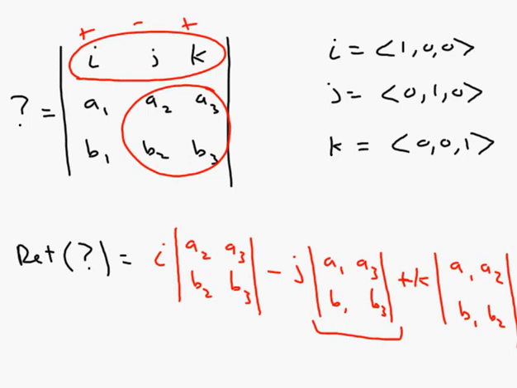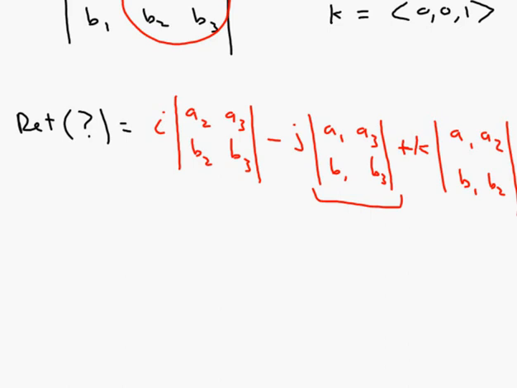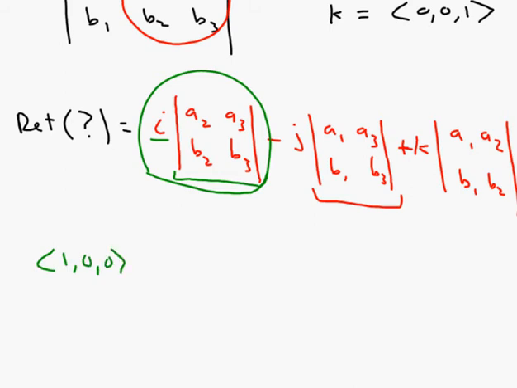So, let's do a little bit more work with this. When you look at this first part of the sum, you should notice that I is a vector, and this determinant here is actually a scalar. Determinants yield a number. So you have a scalar times a vector. Let's write this out. You're going to have the vector 1, 0, 0 times the scalar A2B3 minus A3B2, because that's what it means to do the determinant of a 2 by 2. You multiply those and subtract the product of the others.